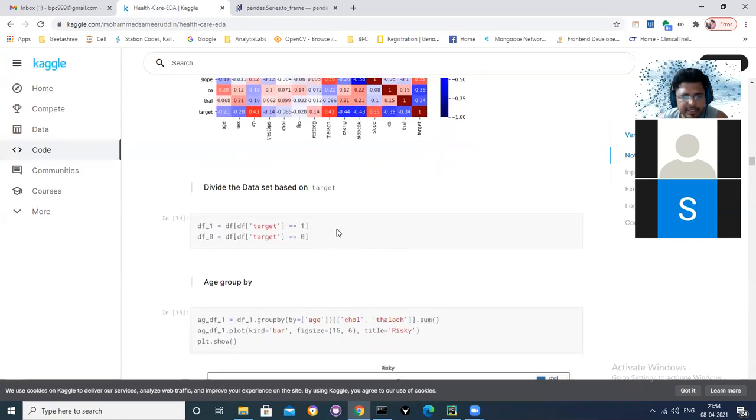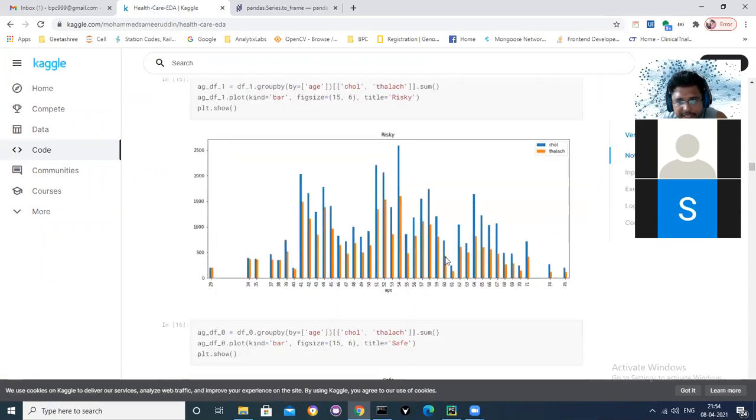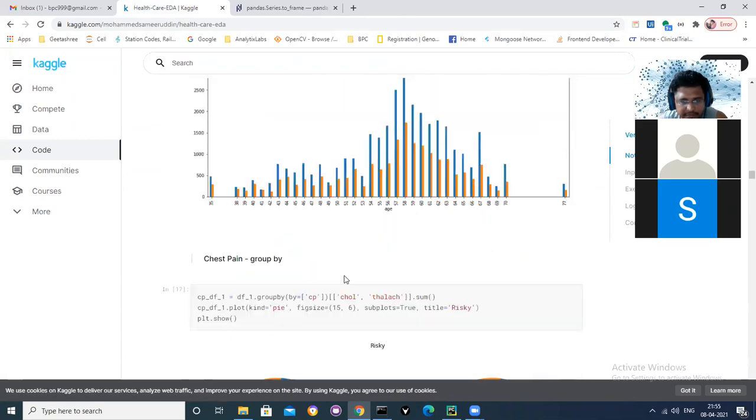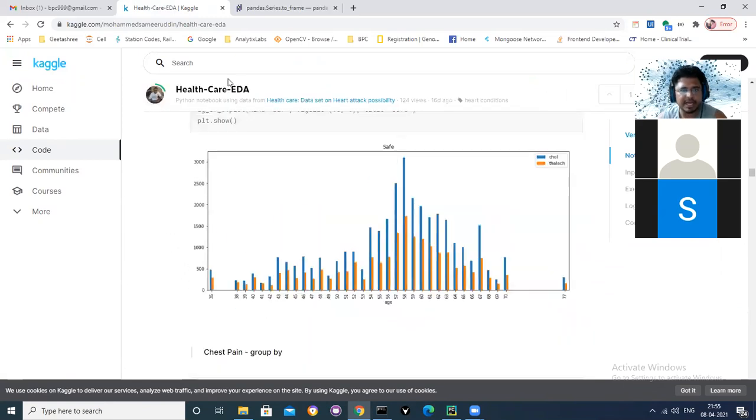Okay. Next, we will see divide the data set on target, age by group. See, there are so many types of charting systems. So much beautiful information is coming from here. What I will do is paste this in the chat.